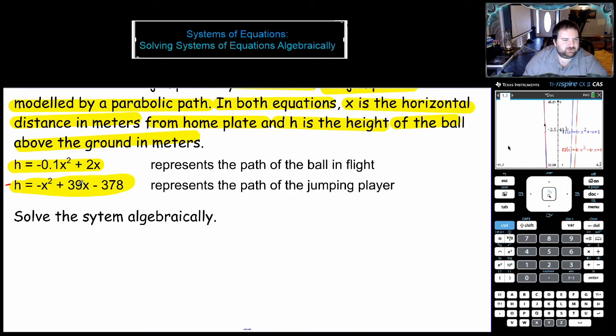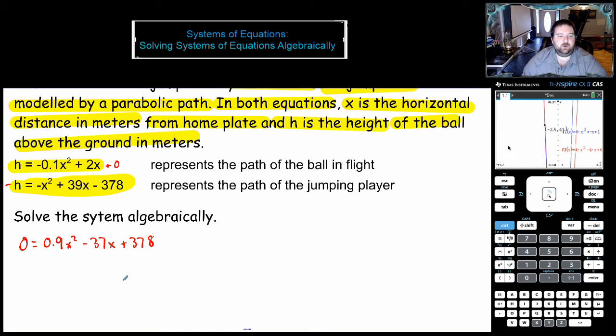So let's make sure that we have them lined up. I'm going to add a plus 0 here. Okay, let's subtract. So h minus h is 0. Now we have negative 0.1 minus negative 1. So that's plus 1. So that's going to be 0.9 x squared. And then 2 minus 39 is going to be negative 37x. And 0 minus negative 378 is going to be positive 378. So there we go. We solved the system algebraically.